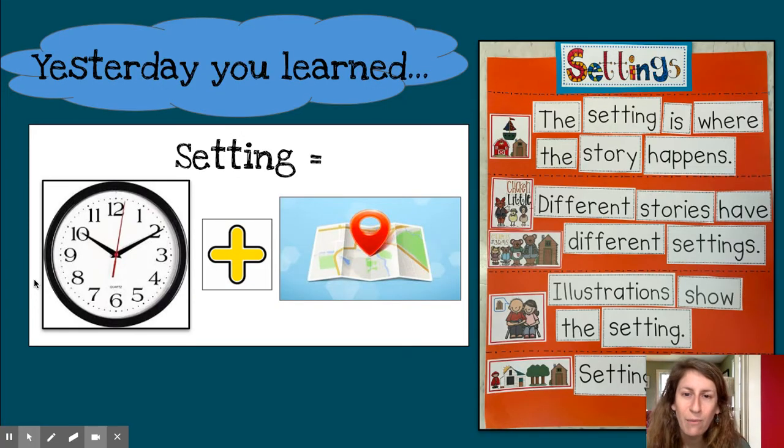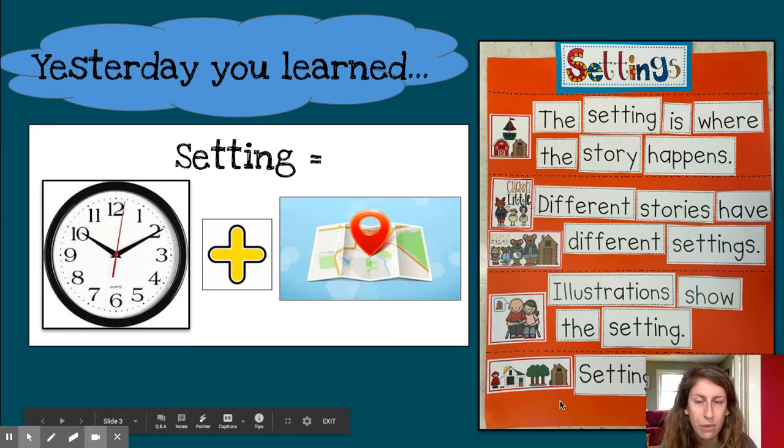Okay, so the last time we were together, we talked about the setting. I showed you this handy dandy equation to help you remember that setting is the same as time plus the place. So the time and place of a story is the setting. We talked about the fact that the setting is where the story happens. We talked about that different stories have different settings. We learned that illustrations show the setting, and we learned that settings can change in a story.